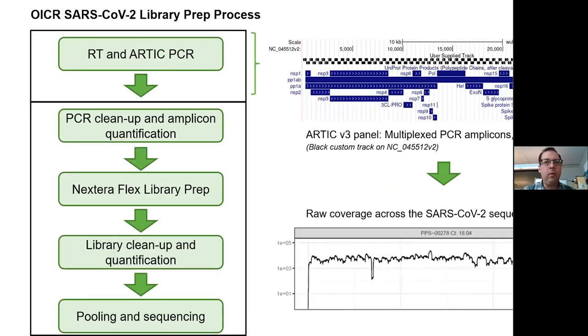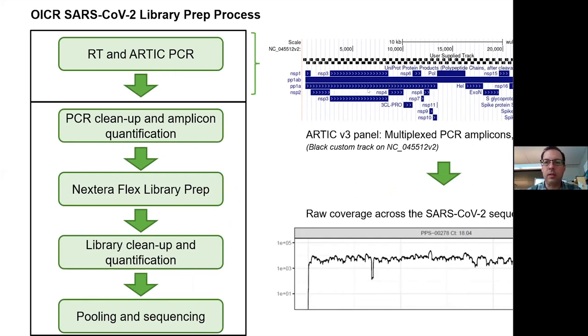Okay, going a little deeper into the library prep process, this is how the amplicon panel pretty much works. The first step, after you have viral RNA, is a reverse transcription followed by two-pool PCR with a panel of amplicons designed by the ARTIC Network. It's a well-known international group that has done similar things for SARS and Ebola tracking.